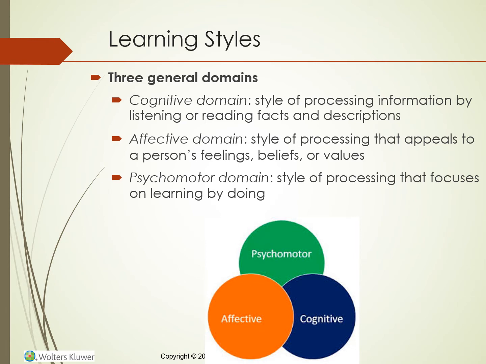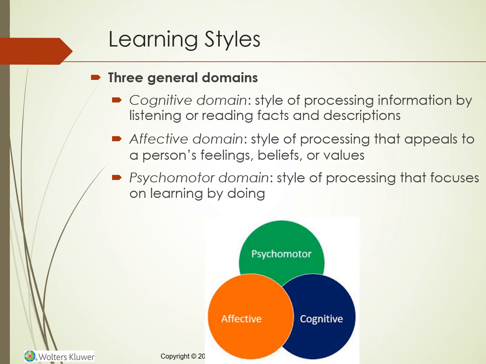The cognitive domain is a style of processing information by listening or reading facts and descriptions. The affective domain is a style of processing information that appeals to a person's feelings, beliefs, or values. The psychomotor domain is a style of processing information that focuses on learning by doing.